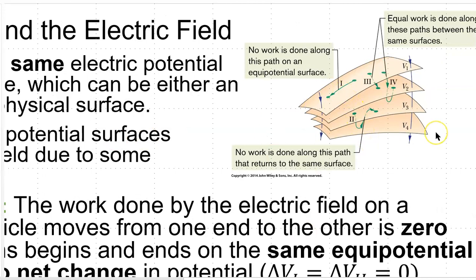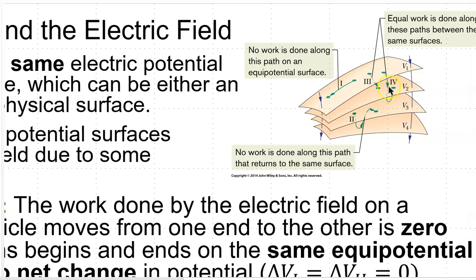Okay, I blew this up so it's a little easier to see. Path 1 goes from this point to this point on V1, on this equipotential surface. So no work is getting done here because delta V equals 0. Path 2 also goes from a point on one equipotential surface to another point on the same equipotential surface. So delta V for 2 is 0. Path 3 goes from V1 to V2. This one is not 0.